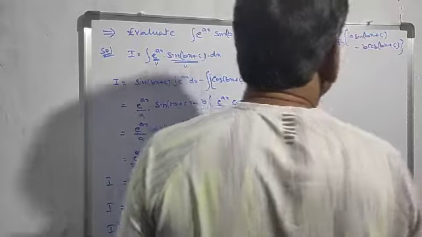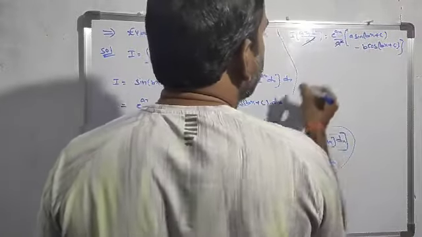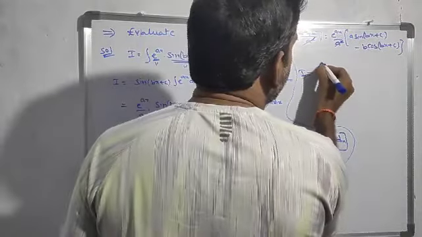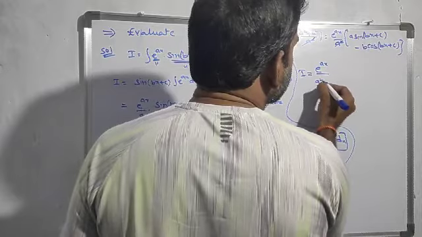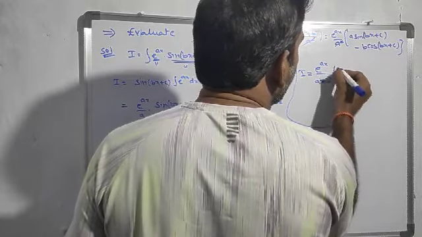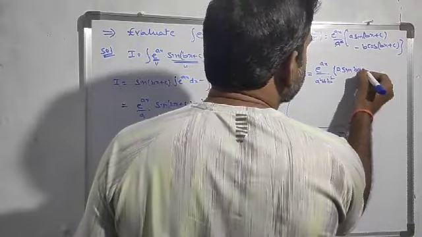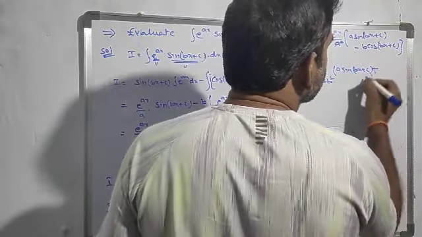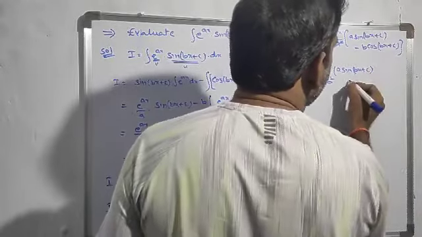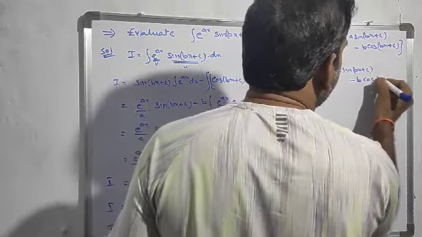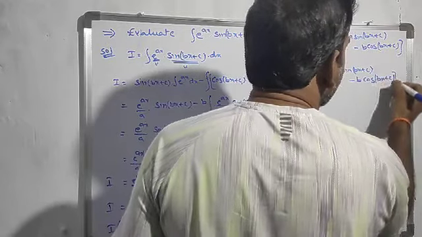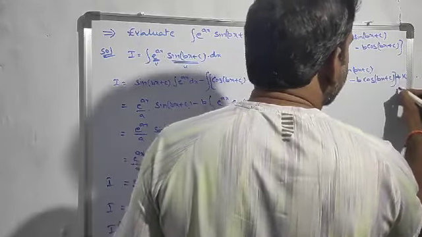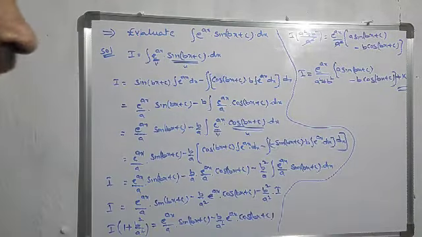So I can take this as common, and a square gets cancelled. So what is I? That means the integral value is e power ax by a square plus b square into a sine of bx plus c, not plus, minus b cos of bx plus c. So this is the value, plus one arbitrary constant, which I am taking as k.